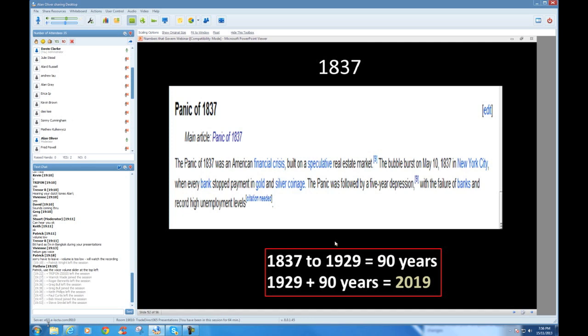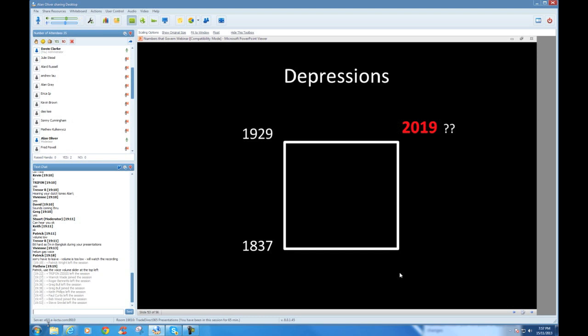1837 to 1929 is 90 years, give or take a year or so. So we know that these things are not exact, they're not precise. But 1929 plus 90 gives us 2019. So what we're simply saying here is that we have a potential to see a major economic upset or earthquake around 2019. And when you look at the square, the numbers just fit. They fit nicely, with 90 being a change of trend or a change of direction.